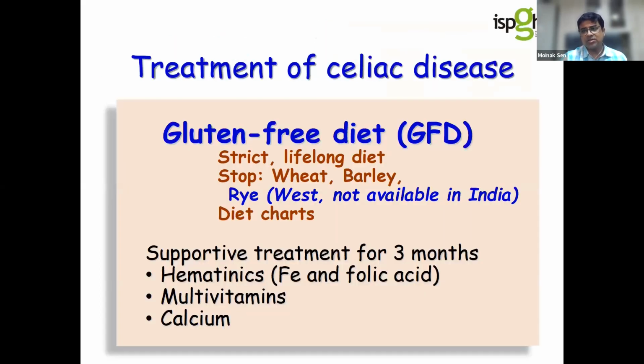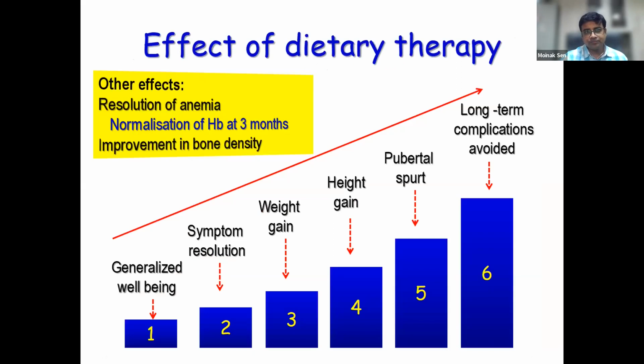What do you do in celiac disease? You give a lifelong gluten-free diet. That means you stop the wheat, you stop the barley, and you give a diet chart that does not contain any of these items. Supportive therapy is with hematinics, multivitamin, and calcium, but that's only given for 3 months, after which, once the diet has been implemented, the patient starts maintaining good nutrition.